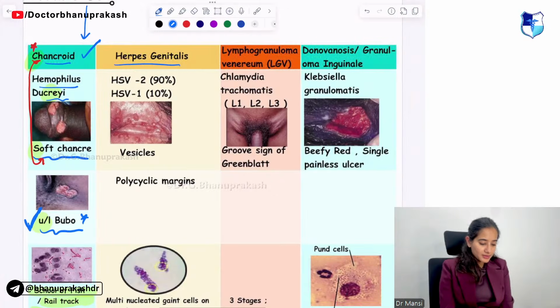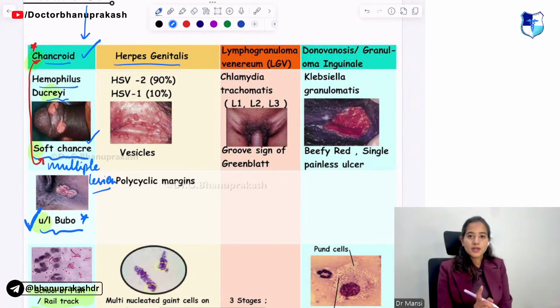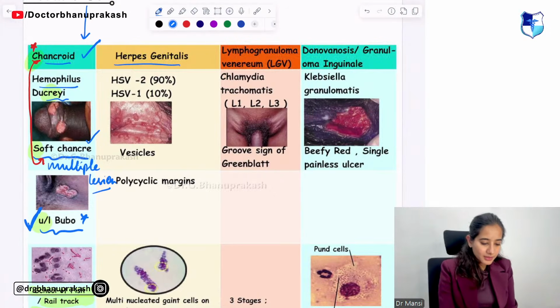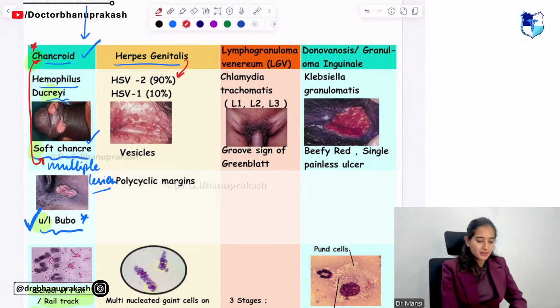So one thing is this soft chancre is present, and there will be multiple lesions. That is also classical about chancroid. Then you move to herpes genitalis. HSV2 is implicated in most of the cases, 90% of the people, and only in 10% of the people is HSV1 implicated.